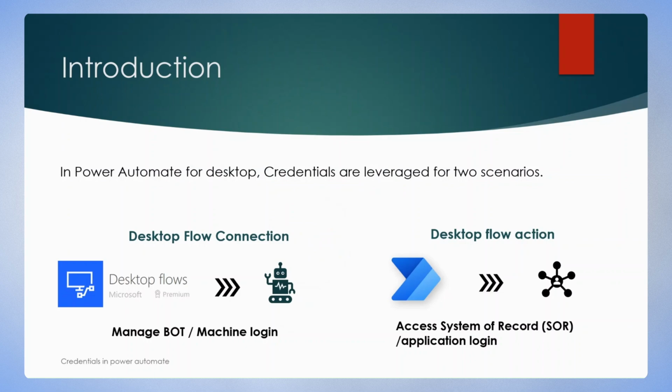Similarly, we have introduced credentials for the desktop flow action. This is a native action in Power Automate for desktop, where you can use it in your automation workflow, in a desktop flow, to access your system of record or any application-specific logins using the credentials.